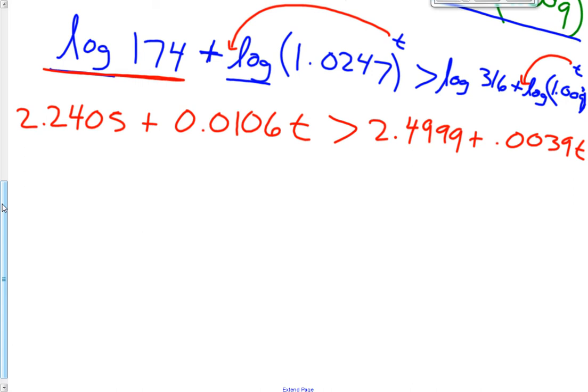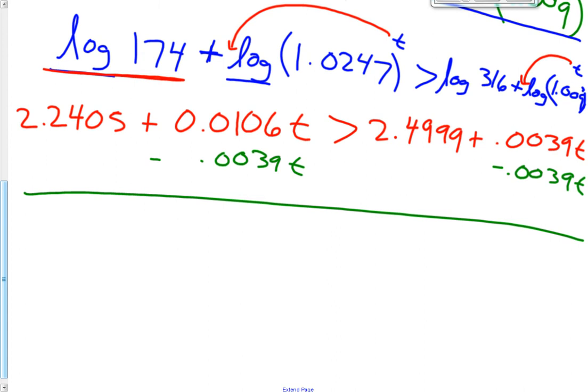We're going to solve for t now. Let's get all the t's onto the right side. So subtract 0.0106t. Let's do it the other way around, so that we get a positive number. Let's subtract 0.0039t to get it off the left. Subtract 0.0039t, and then we end up getting 0.0067t on the left.